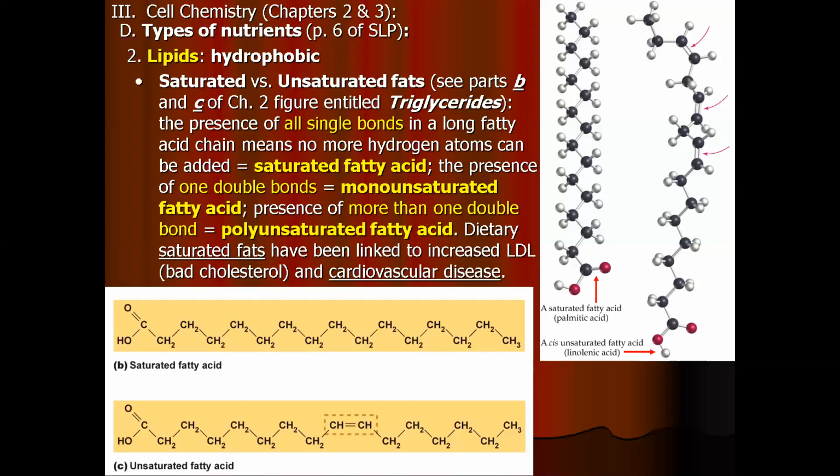In fact, what I drew on the whiteboard is a monounsaturated fatty acid. It has 1 double bond. If you have 2 or more, that's a polyunsaturated fatty acid. And this has to do with dietary health.